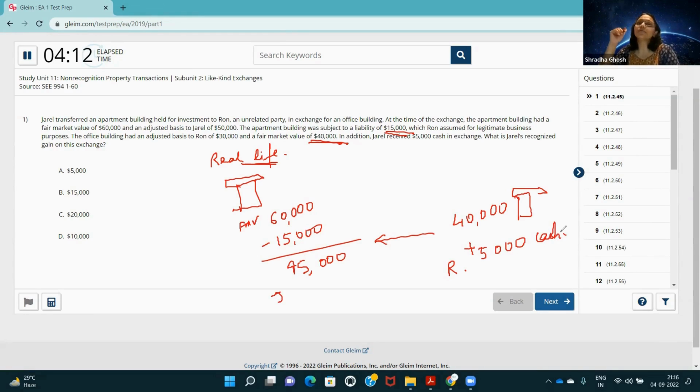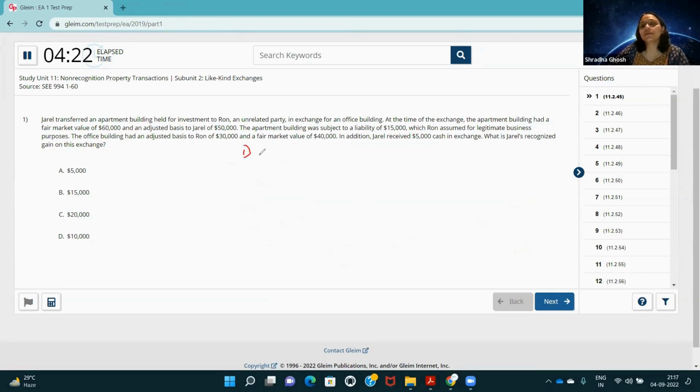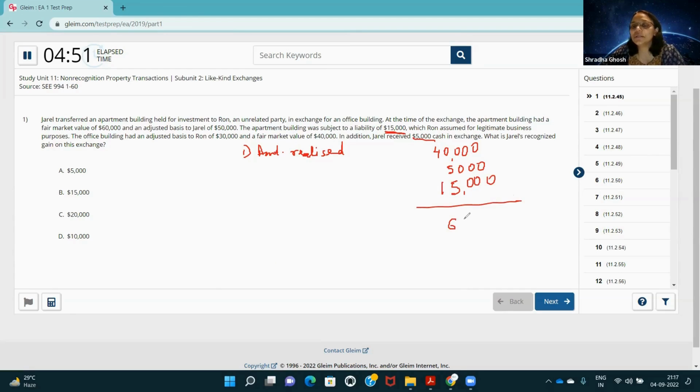But how to solve this? The way you're going to solve it is step by step. So what is step one? Can I remove all of this, guys? Step one is you calculate the amount realized. What is amount realized? The amount realized is very simple. The amount realized is the fair market value of property received, which in my example is $40,000, plus boot received, which in my example is $5,000, plus the liability transferred or the net relief from liability, which is $15,000. So basically, it is $60,000, which is my amount realized.